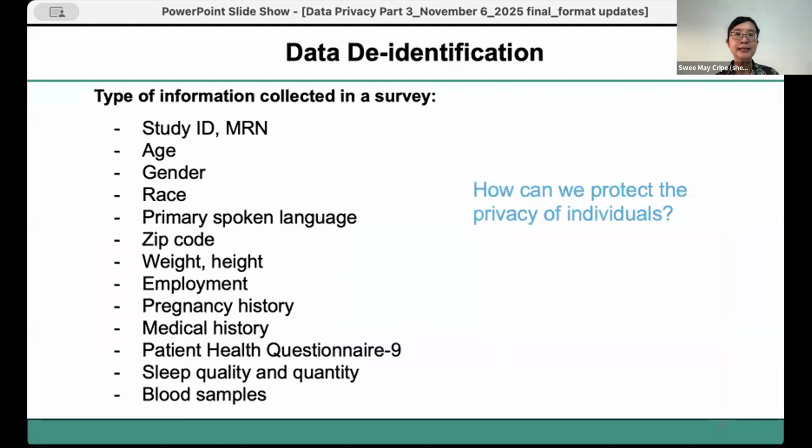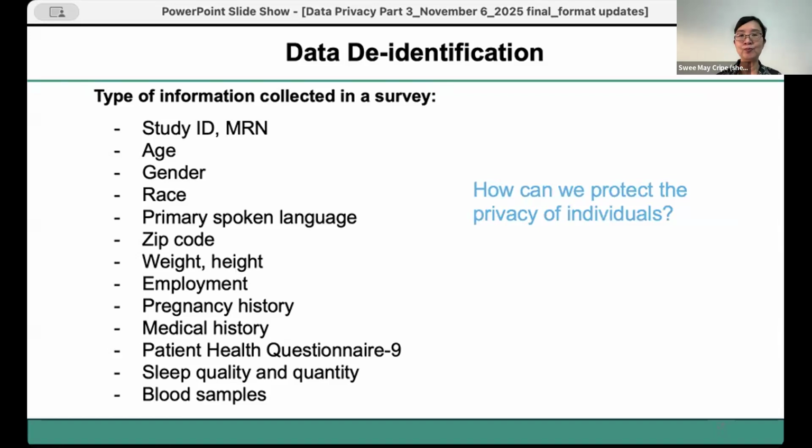Let's look at this example here. It was a survey that I conducted a while back, and I was interested in examining the relationship between sleep characteristics of pregnant individuals and their birth outcomes. I was also interested in the mental health characteristics of the individuals.